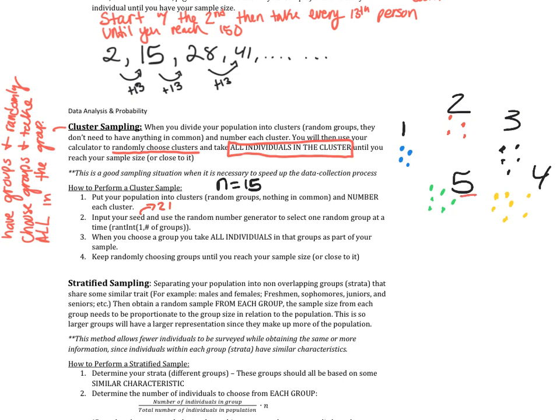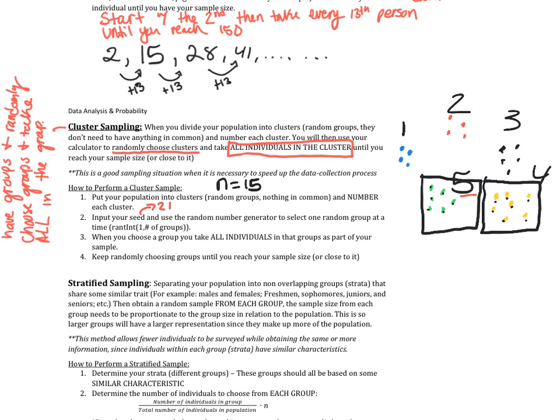And then we hit enter, and we get group number 4. So group number 4, we're going to take all the individuals in group number 4. And so group number 4 had 1, 2, 3, 4, 5, 6, 7 dots. So we're not yet at 15, so we got to pick another group. So you hit enter again, and we got group number 5. Group number 5 has 1, 2, 3, 4, 5, 6. And so 6 plus 7 gives us 13.